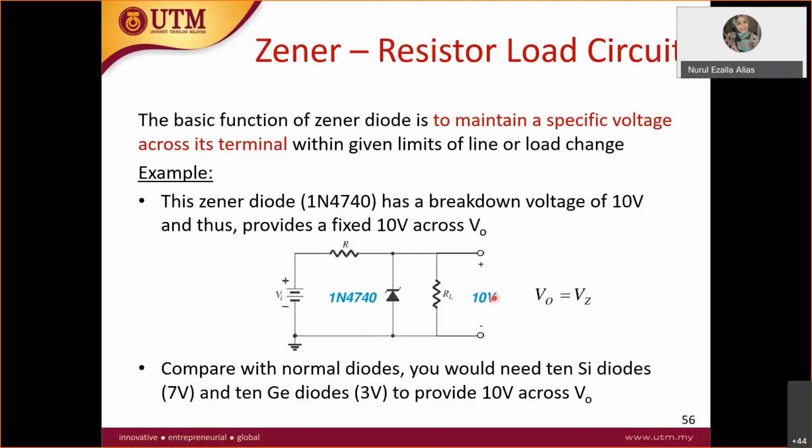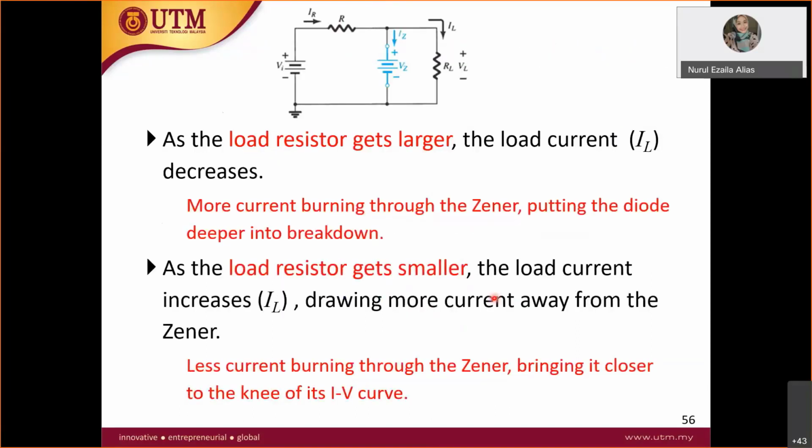As the load resistor gets larger, the load current IL decreases, so more current goes through the Zener, putting the diode deeper into breakdown. As the load resistor gets smaller, the load current IL draws more current away, which causes less current through the Zener diode and brings it closer to the knee of the IV characteristic. So how do we determine that? It needs a little bit of circuit analysis. We will continue after this.